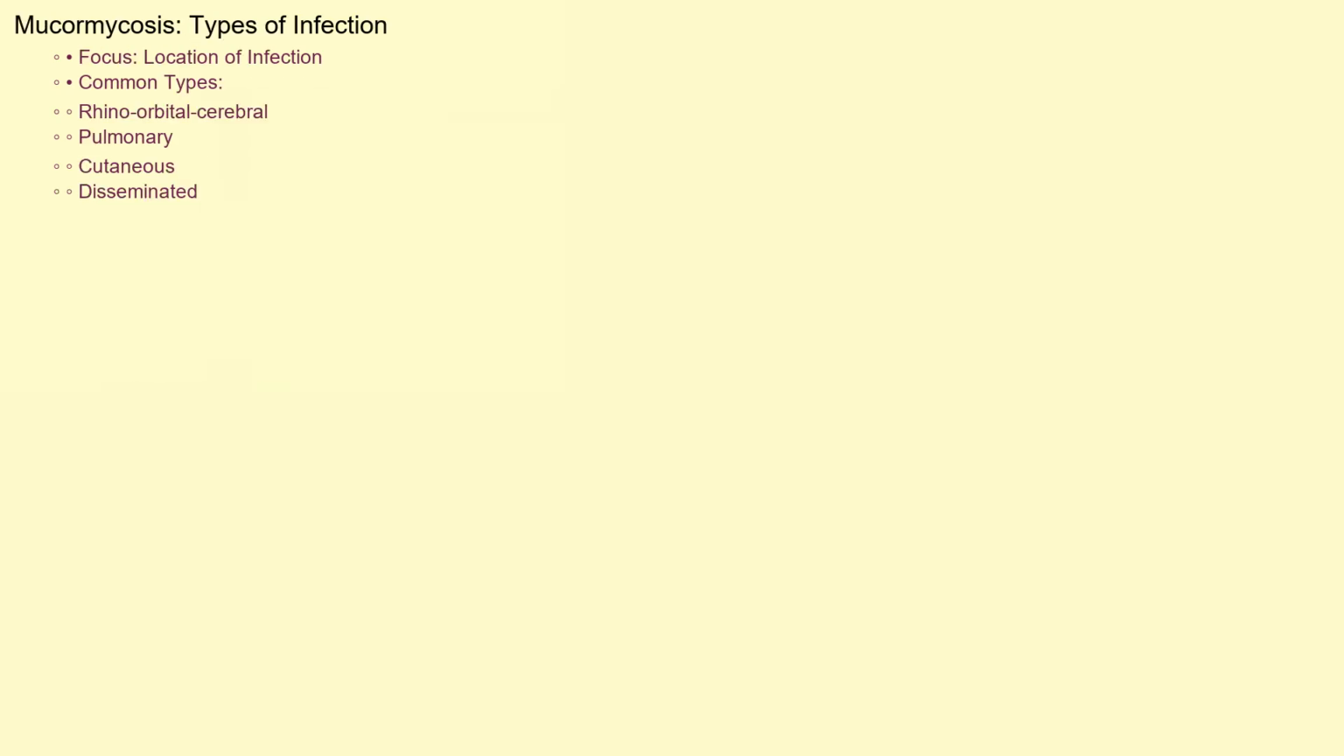While numerous types of fungal lung infections exist, when discussing mucormycosis, the focus is primarily on the location of the infection. The rhino-orbital cerebral form, affecting the nose, sinuses, eyes, and brain, is the most common and aggressive. Pulmonary mucormycosis involves the lungs, while cutaneous mucormycosis affects the skin. Disseminated mucormycosis refers to the spread of the infection to multiple organ systems.